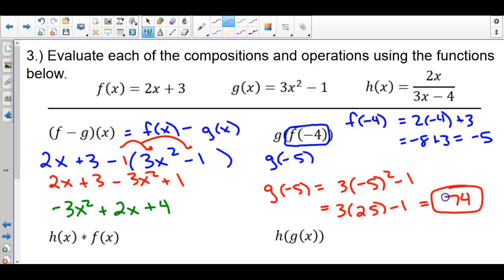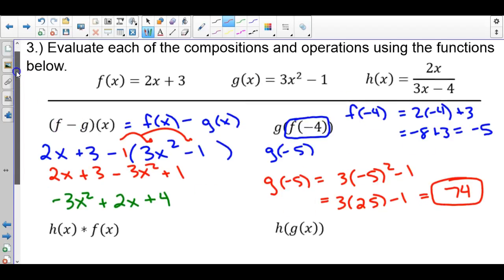So again, basically just working your way from the inside out. You could also do a composition of functions first. You could do g of f of x first and take the entire function and substitute it in for x and then substitute 4 in. But this way also works. You're going to get the same answer.